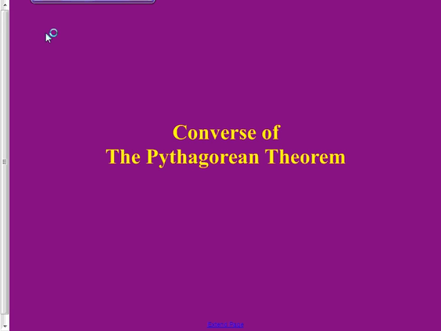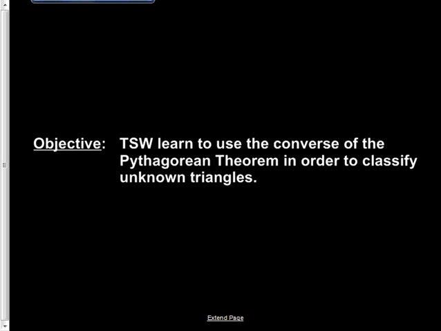Today we're going to continue our discussion of the Pythagorean Theorem, but we are most likely going to be looking at it in a way that you have never looked at it before. So let's get started. Our objective for the day: the student will learn to use the converse of the Pythagorean Theorem in order to classify unknown triangles.